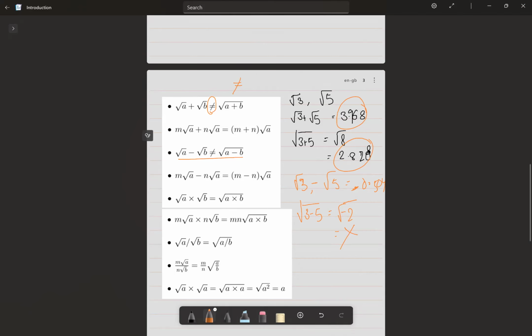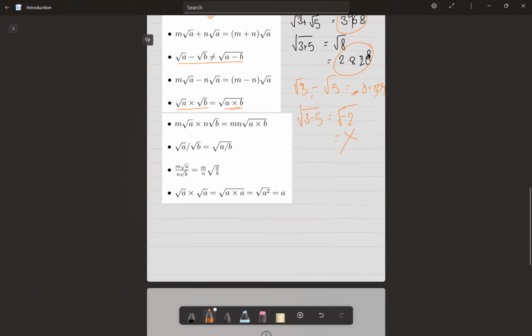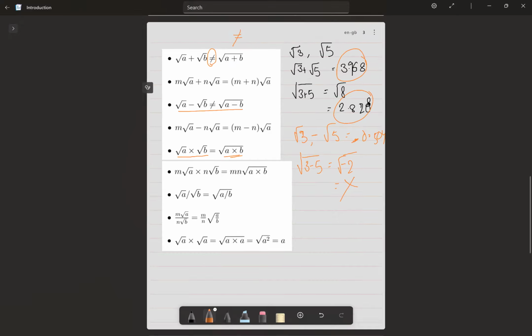But for multiplication or division, if you have two separate roots, root a and root b multiplied, you can definitely multiply them. And as an example of this, you can again take the examples of our old friends, root 3 and root 5.